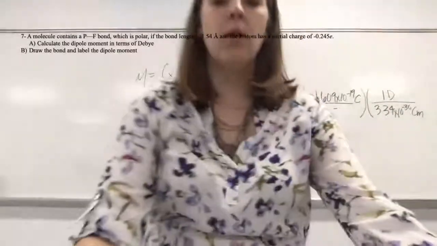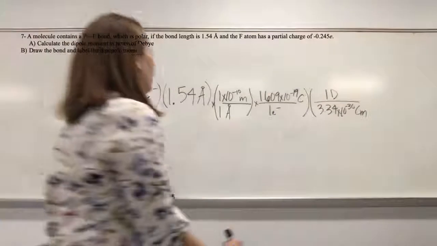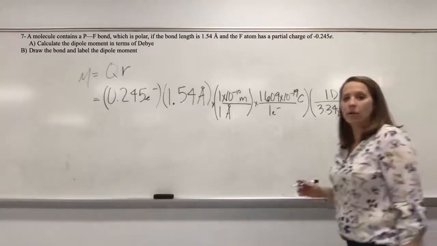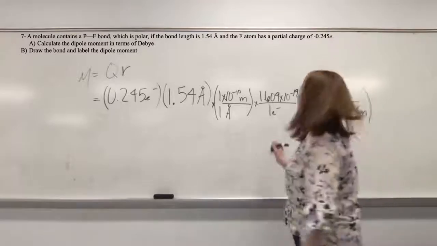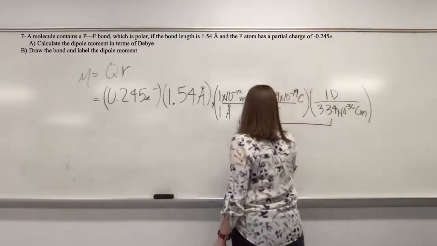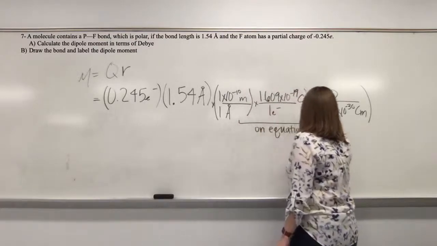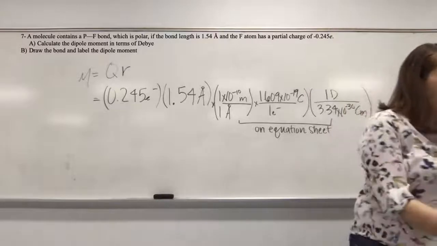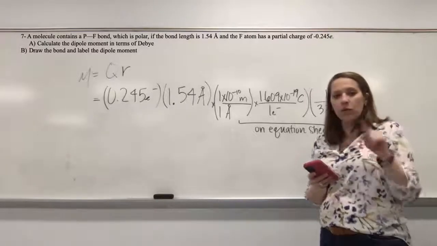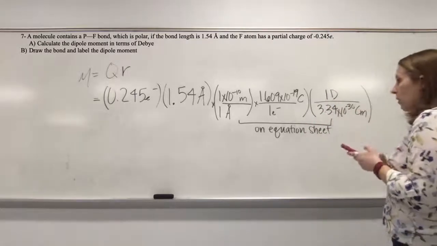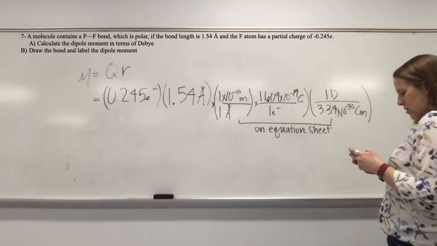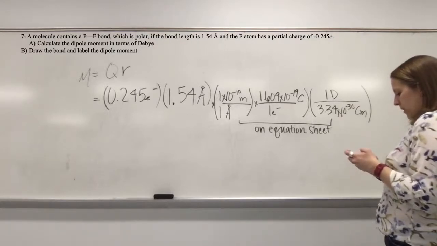Now we can convert this. This will give us the dipole moment. Now, you might be saying, oh, I didn't know I have to memorize all of this. You didn't. All of these values are on the equation sheet. So all you really need to do is know how to convert these calculations. So I am going to run this calculation because I forgot. 0.245 times 1.54 divided by 1e10. I don't think that worked.